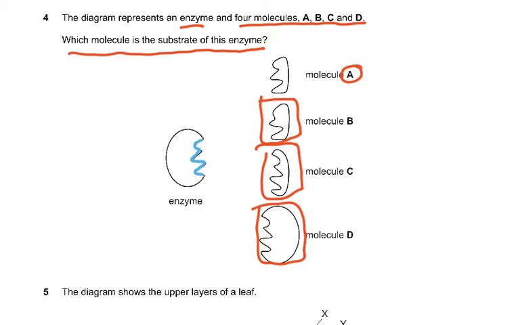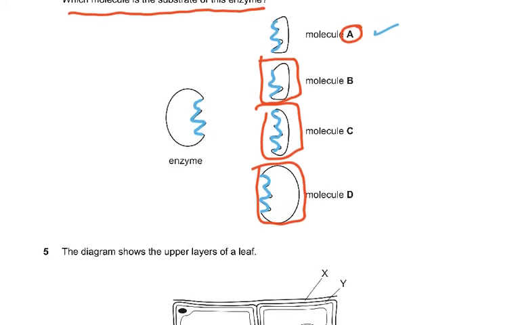Now this is not going to fit in, because look at this point here, and then look at this one here, this one has got 1, 2, 3, but then look at the shape of it. So which molecule is the substrate of this enzyme? That answer was A, and that is why, because it was complementary to the active site of the enzyme.